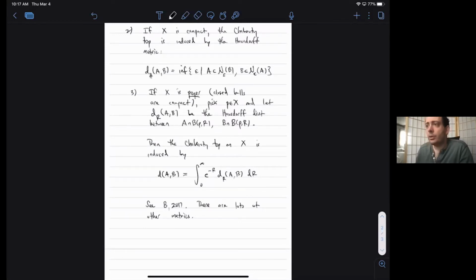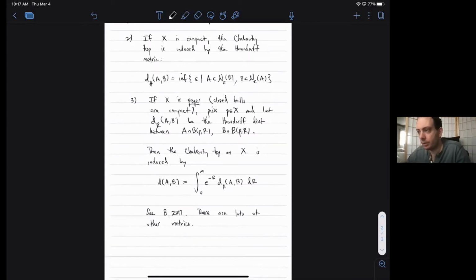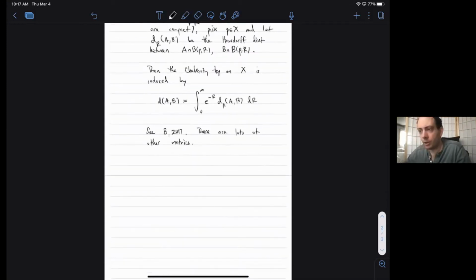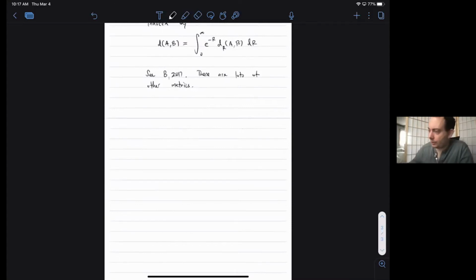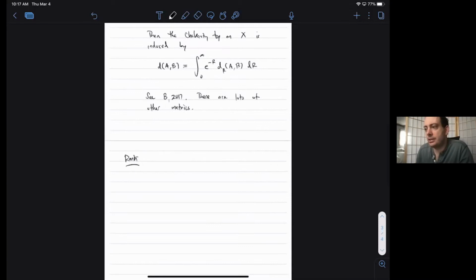All right. So C of X is compact. We've now shown that it's metrizable. And maybe I'll just make one remark about it, which is that even before we start talking about groups, the space C of X is kind of cool and interesting.